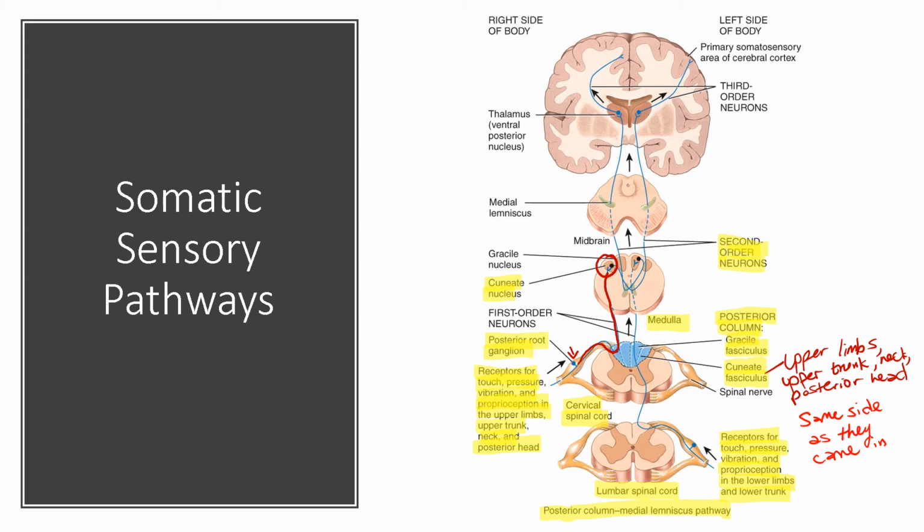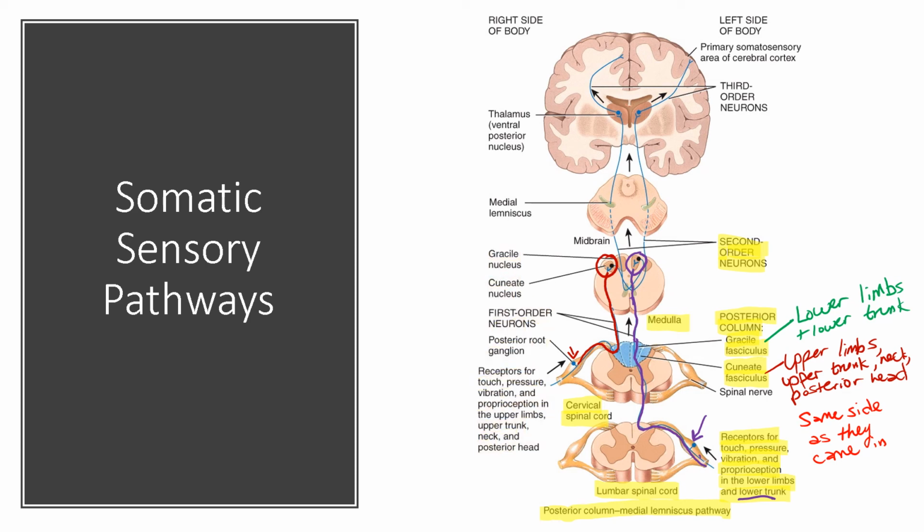On the other hand, the lower limbs and lower trunk are going to ascend the posterior column in the gracile fasciculus and synapse in the gracile nucleus. So we can see that here. So from the lower limbs, lower trunk, that first order neuron, which is labeled here, is going to come up through the gracile fasciculus, that medial side of the posterior column, ascend up to the medulla, and synapse here on that medial gracile nucleus. So different parts of the body will ascend the posterior column medial lemniscus pathway in different areas.